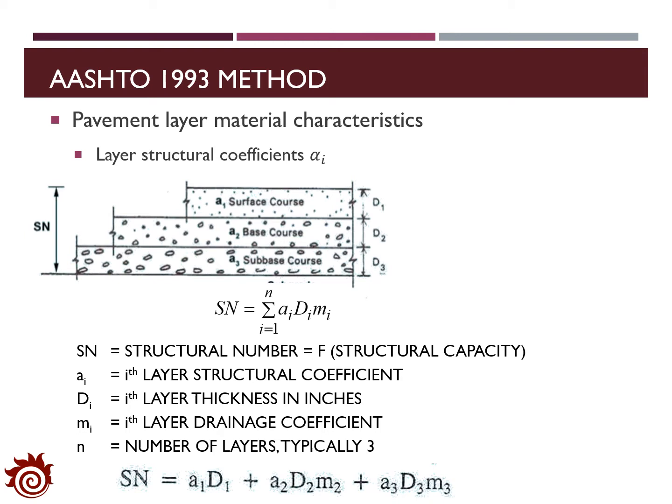The figure here shows the typical layers applied for the flexible pavement, including the surface course, base course, and the subbase course. The structural number for the whole pavement is set as Sn, and it could be estimated by the equation here, where Sn equals the summation of Ai times Di times Mi from i equals 1 to n. In this equation, Ai is the structural coefficient for the ith layer, Di is the thickness, and Mi is the drainage coefficient for the ith layer.